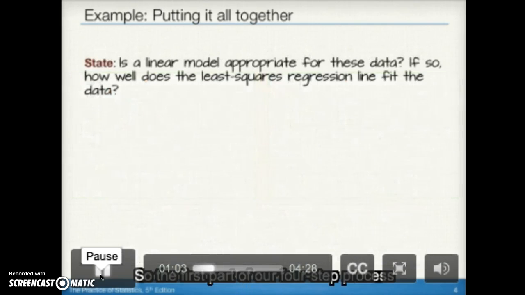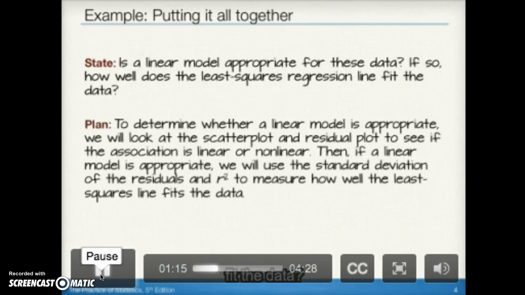So the first part of our four-step process is to state our problem. In this case, we want to answer the questions, is a linear model appropriate for these data? And if so, how well does the least squares regression line fit the data? Now to plan this out, what we'll want to do to figure out whether or not a linear model is appropriate is look at that scatter plot and residual plot to see if the association is linear or nonlinear. Then, if a linear model does appear to be appropriate, we can use the standard deviation of the residuals or the coefficient of determination, r squared, to measure how well the least squares line fits the data.